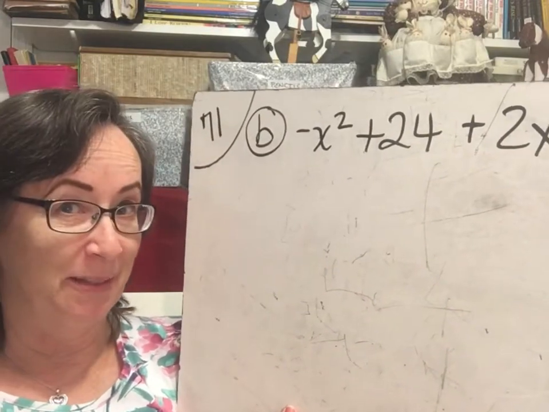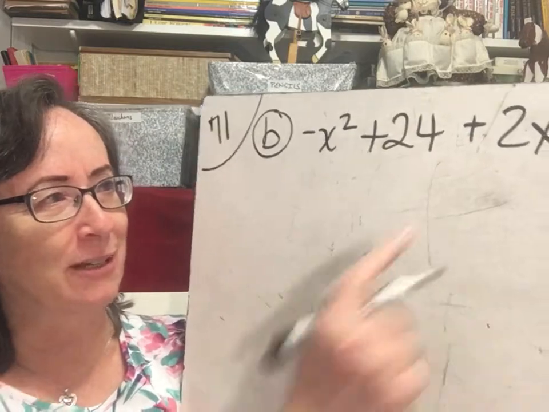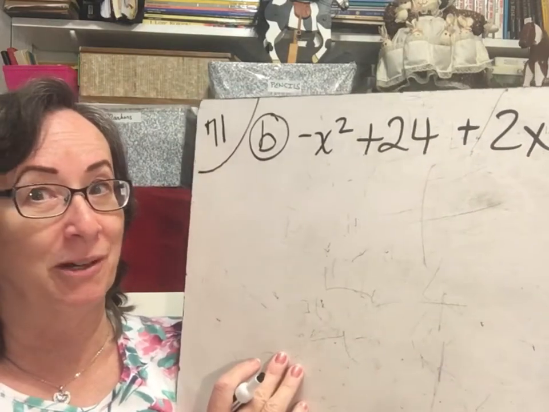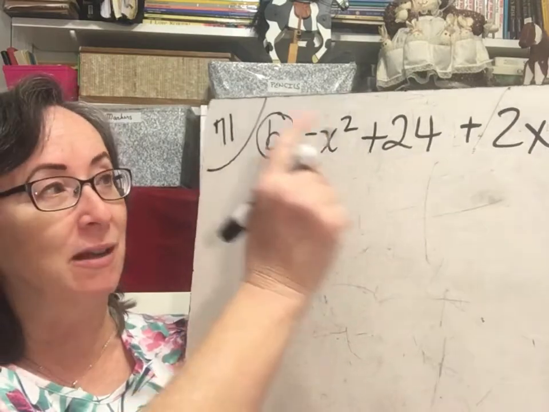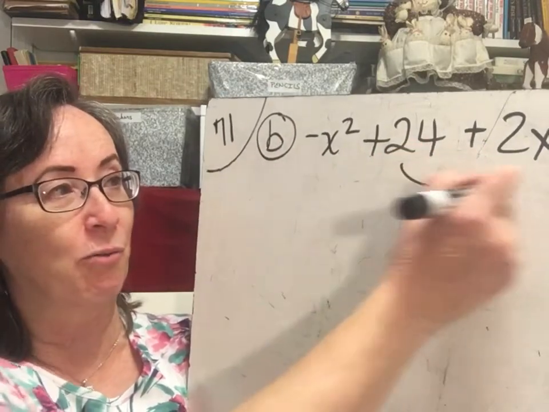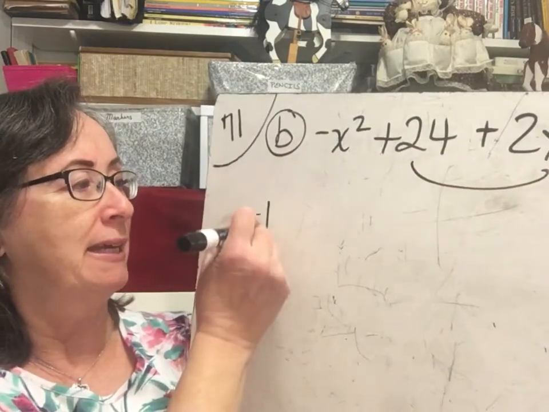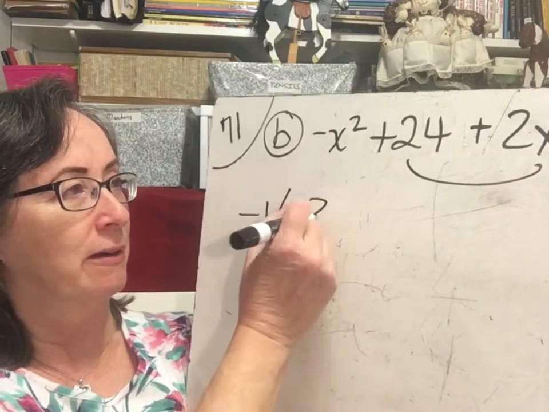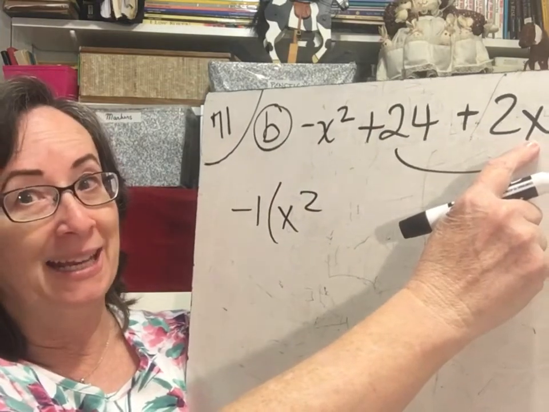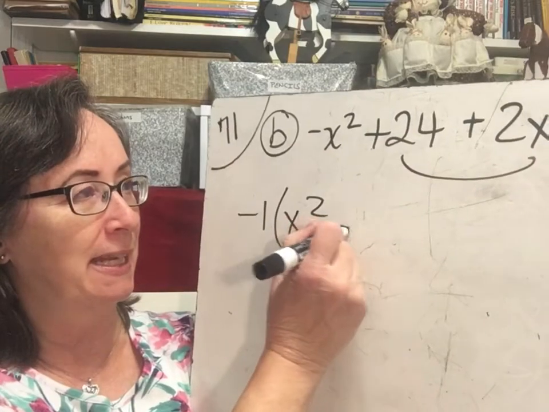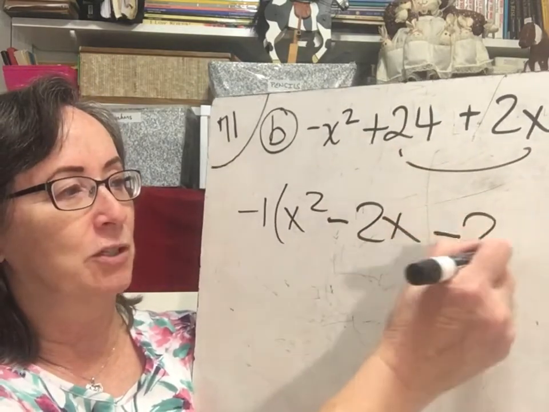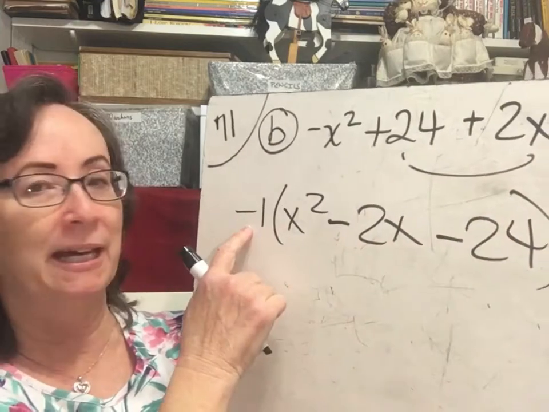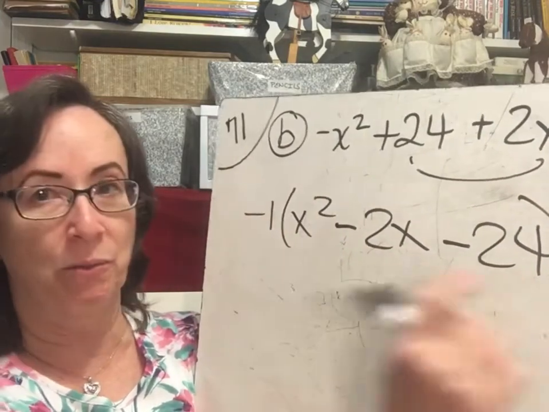I hope that when you did that, you discovered that the 2x and the 24 are in the wrong place. We're going to pull out a negative 1, but we're also going to switch these two terms around. So we're going to pull out negative 1 and get x squared. Then we're going to come do this one and divide by a negative 1, which makes it a negative 2x. Then this one, negative 24. So all we did was pull out a negative 1 and reorder.